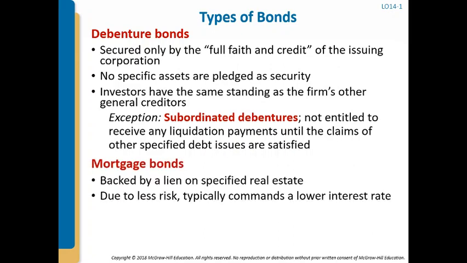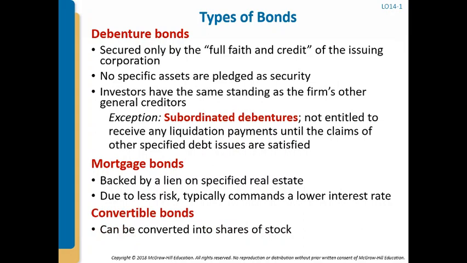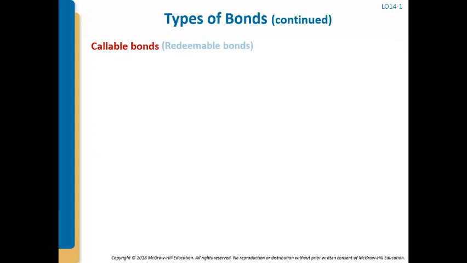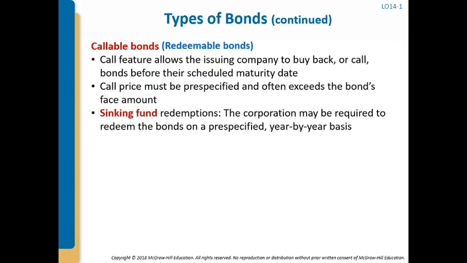There are some other types of bonds, but most bonds are debenture bonds. But you could have a mortgage bond. That would be one that's backed by a lien on specific real estate. And because there's less risk involved, since there's a security interest in specific property, these tend to pay less interest. You could have a convertible bond that converts to either preferred or common stock. Now, most bonds are callable, meaning that the company can redeem them at some point in the future.